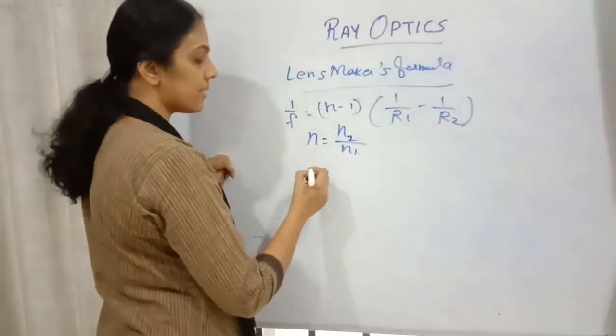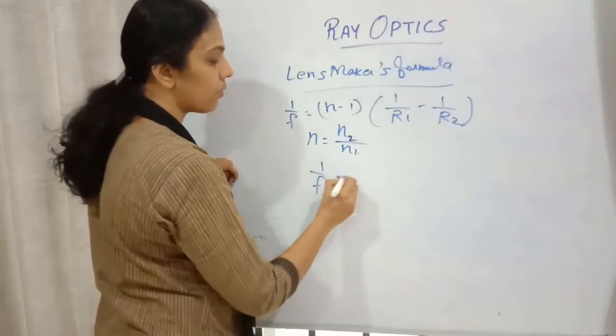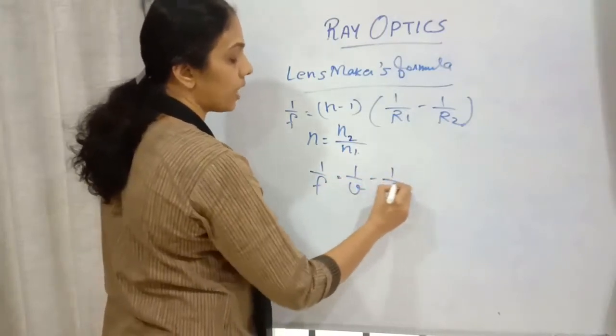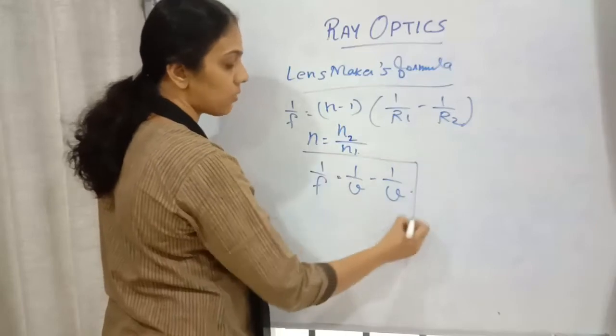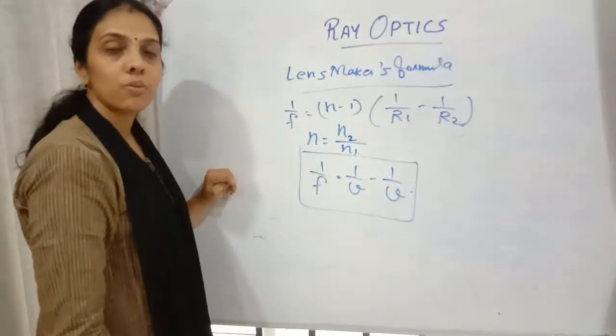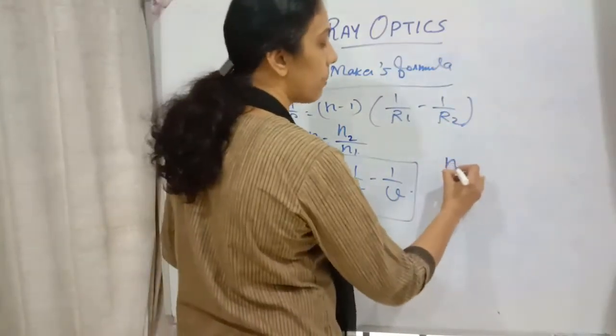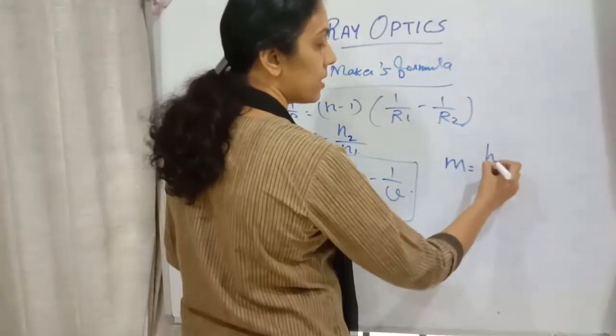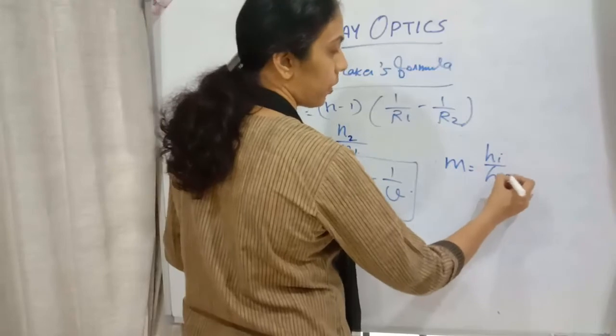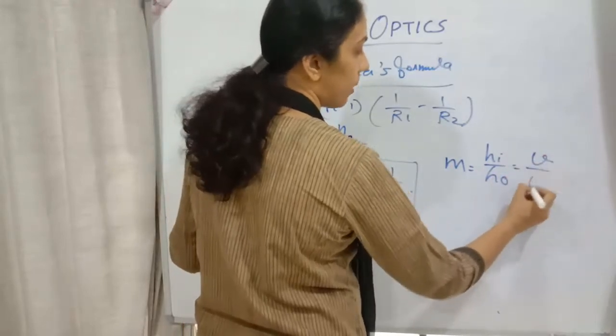For thin lenses, 1 by f equals 1 by v minus 1 by u. This is the lens formula. And for finding out the magnification, m equals hi by ho, or we can write it as v by u.